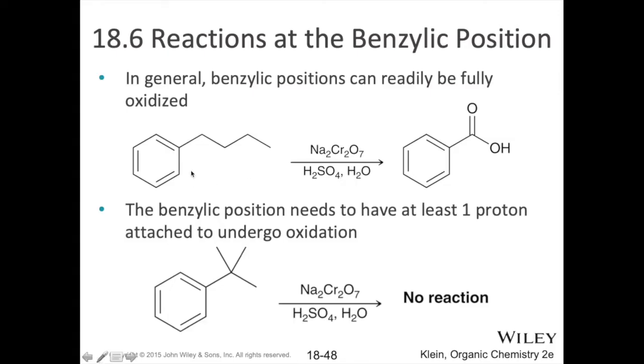One caveat here is that you do need at least one proton at that benzylic carbon to have this oxidation move forward. So, for example, tert-butylbenzene will not undergo oxidation.